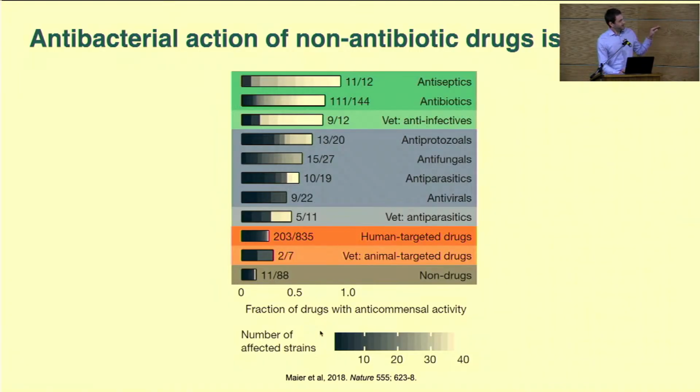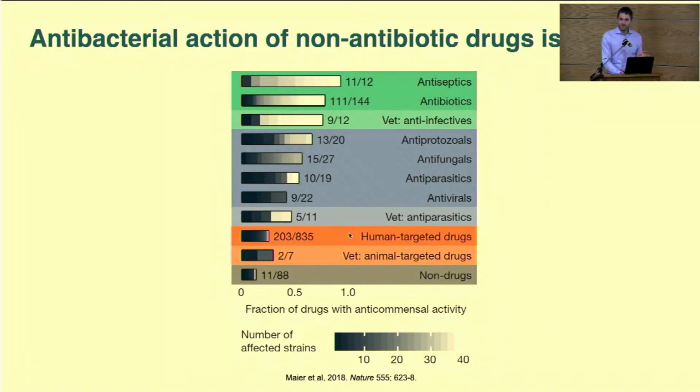But you start going down the list and you see things, well, antiprotozoals, antifungals, antiparasitics, antivirals, and then human-targeted drugs. So these are not supposed to be targeting bacteria, but they still have antibacterial effect. These aren't supposed to be anything to do with infection whatsoever. So these are other drugs we use in healthcare for various different purposes, but they have antibacterial properties.